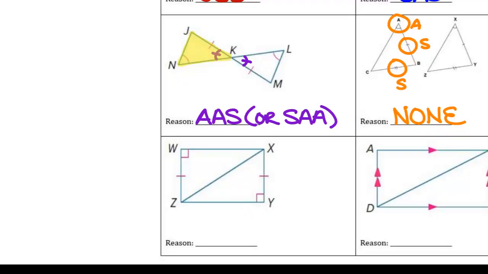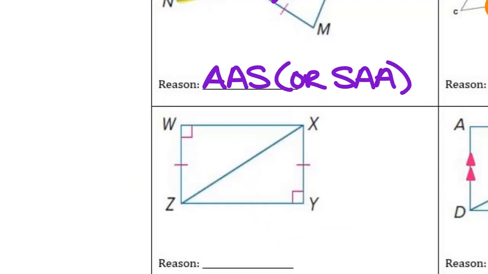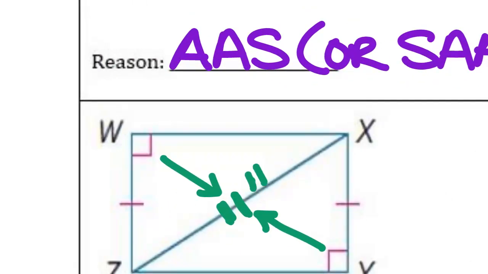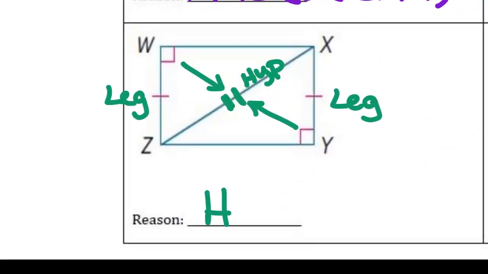Bottom left, coming down to the last couple problems. What are we allowed to mark on this one? Yes, this is hypotenuse leg. We're allowed to mark our shared side. That shared side is opposite the right angle on both of these triangles. So that would be my hypotenuse. And the other two marked sides are legs because they are not opposite the right angle. So this is hypotenuse leg.